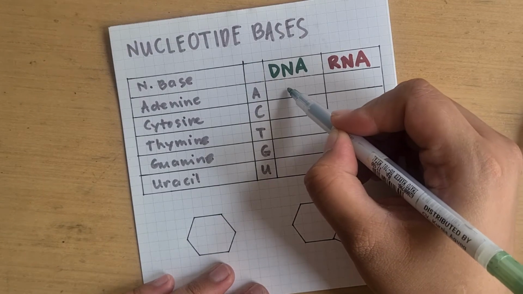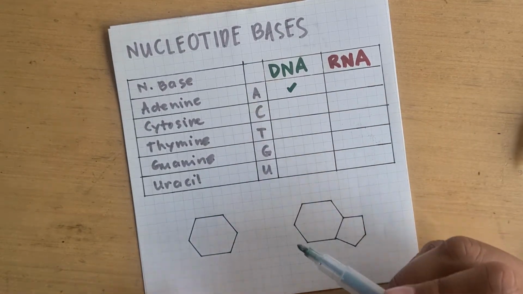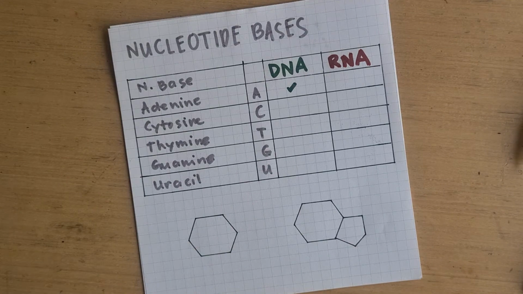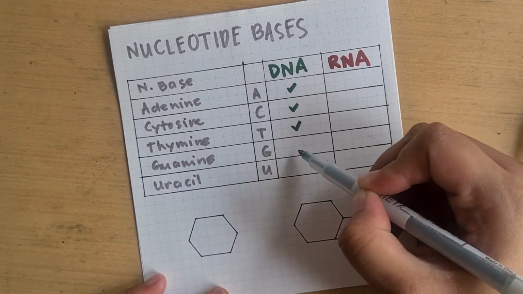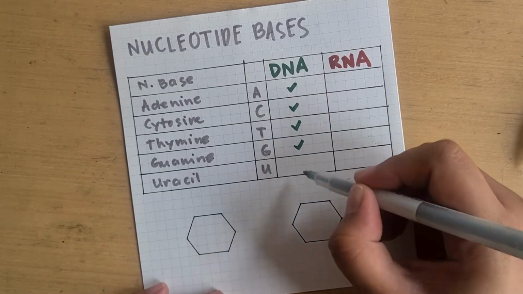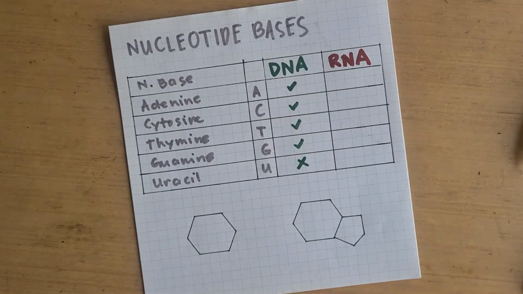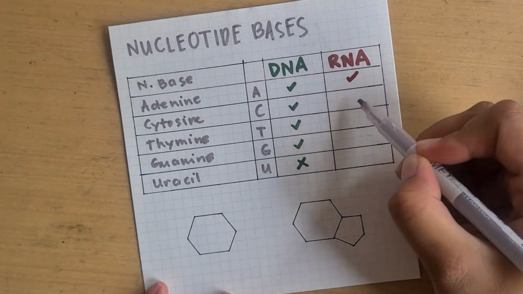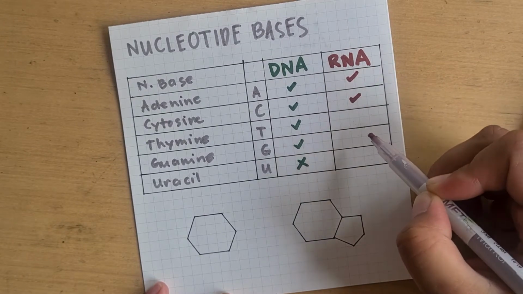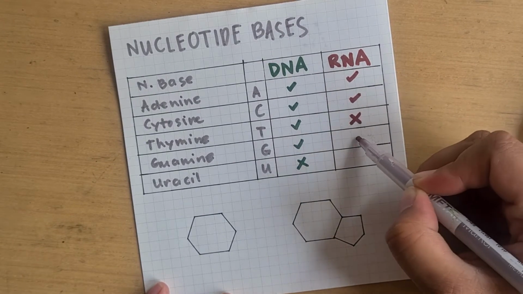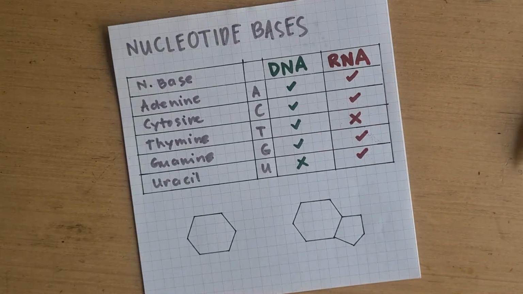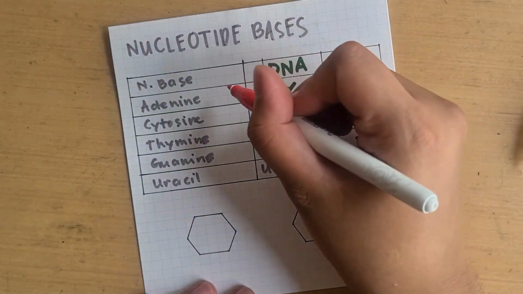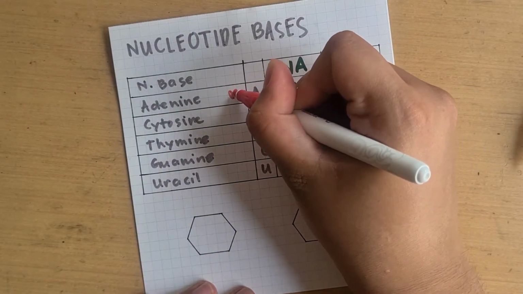In this table, we can see that adenine is found in the DNA, and cytosine, thymine, and guanine are also found, but not uracil. RNA, on the other hand, has adenine, has cytosine, no thymine, has guanine, and has uracil. It is important to take note that uracil takes the place of thymine in RNA.